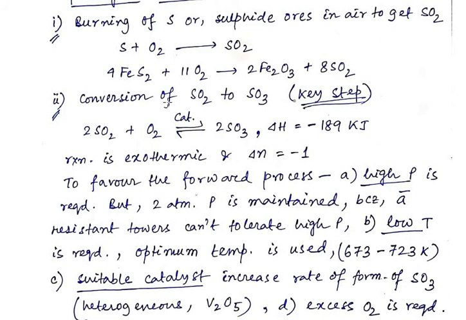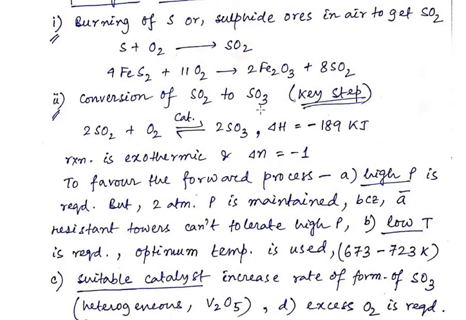Next step is the conversion of SO2 to SO3. So we get the SO2 gas, and next we have to convert it to SO3. For that we have to react the SO2 gas with oxygen by using a catalyst, and for this reaction the delta H value is minus 189 kilojoule. So the reaction is exothermic and the value of delta n is minus 1. So to favor the forward process, high pressure is required, but 2 atmospheric pressure is maintained because the acid resistant towers cannot tolerate high pressure.